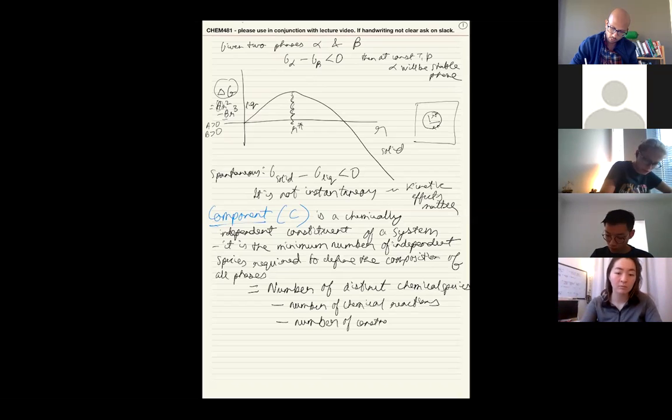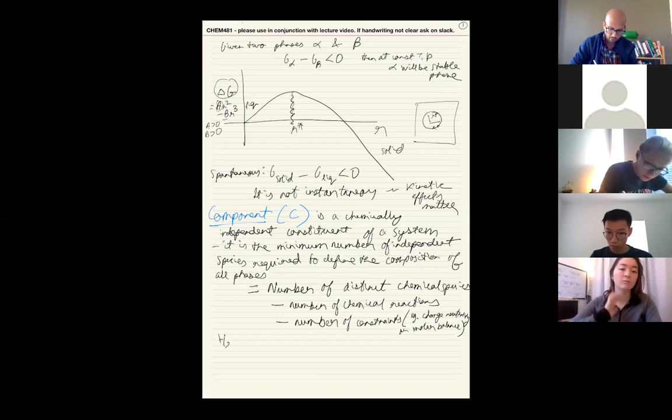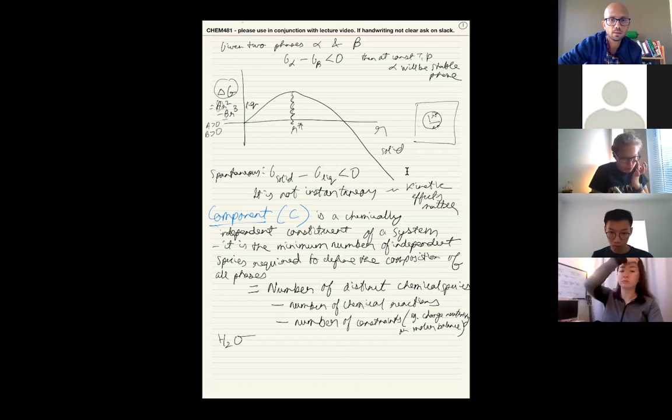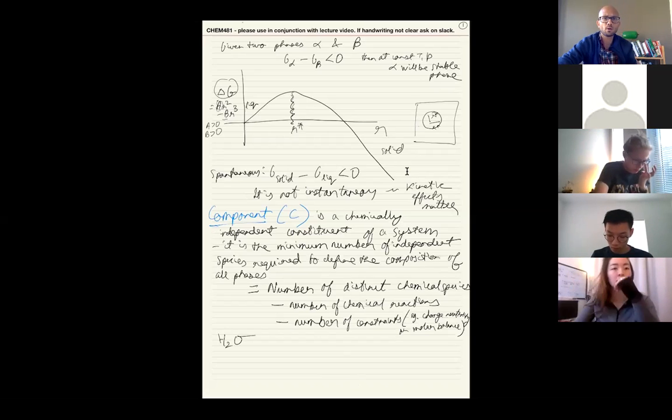Number of constraints. What would constraints look like? They would be, for example, charge neutrality or molar balance, things like that. So almost all the time it is the number of distinct chemical species. If you're looking at a water phase diagram, water is the best example here. If you're just looking at water and we are not considering autocatalyzation of water or something like that, the number of components is the minimum number of independent species required to define the composition of all phases.